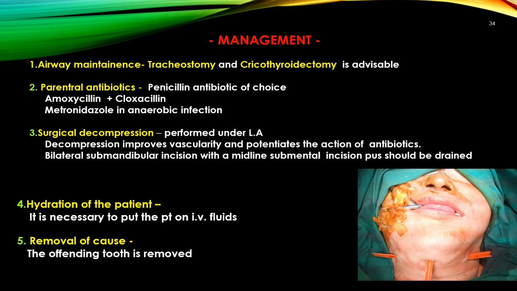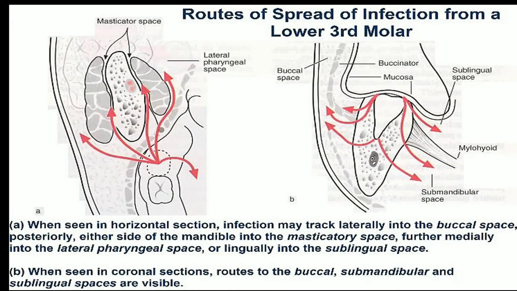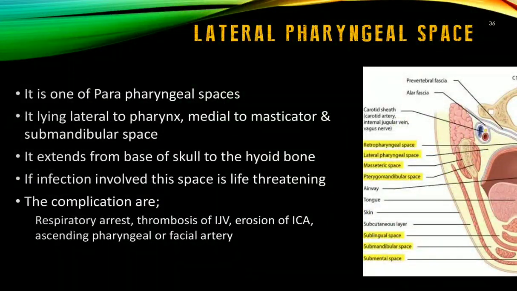You can see the picture how the incision and drainage has been done, even though it is a cellulitis, to decompress or relieve the pressure on the tissues. These are the routes where the infection from the lower third molar can go around. So it can go to lateral pharyngeal, buccal space, sublingual, and submandibular spaces. So lateral pharyngeal space is the third most problematic one.